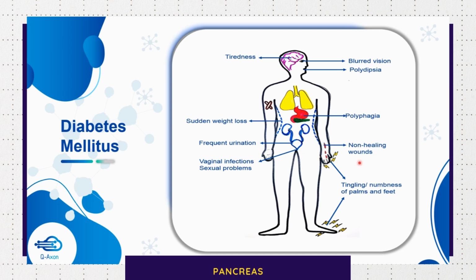There will be non-healing wounds. In females, it can result in vaginal infections and sexual problems. There can be tingling and numbness of palms and feet due to diabetic neuropathy.